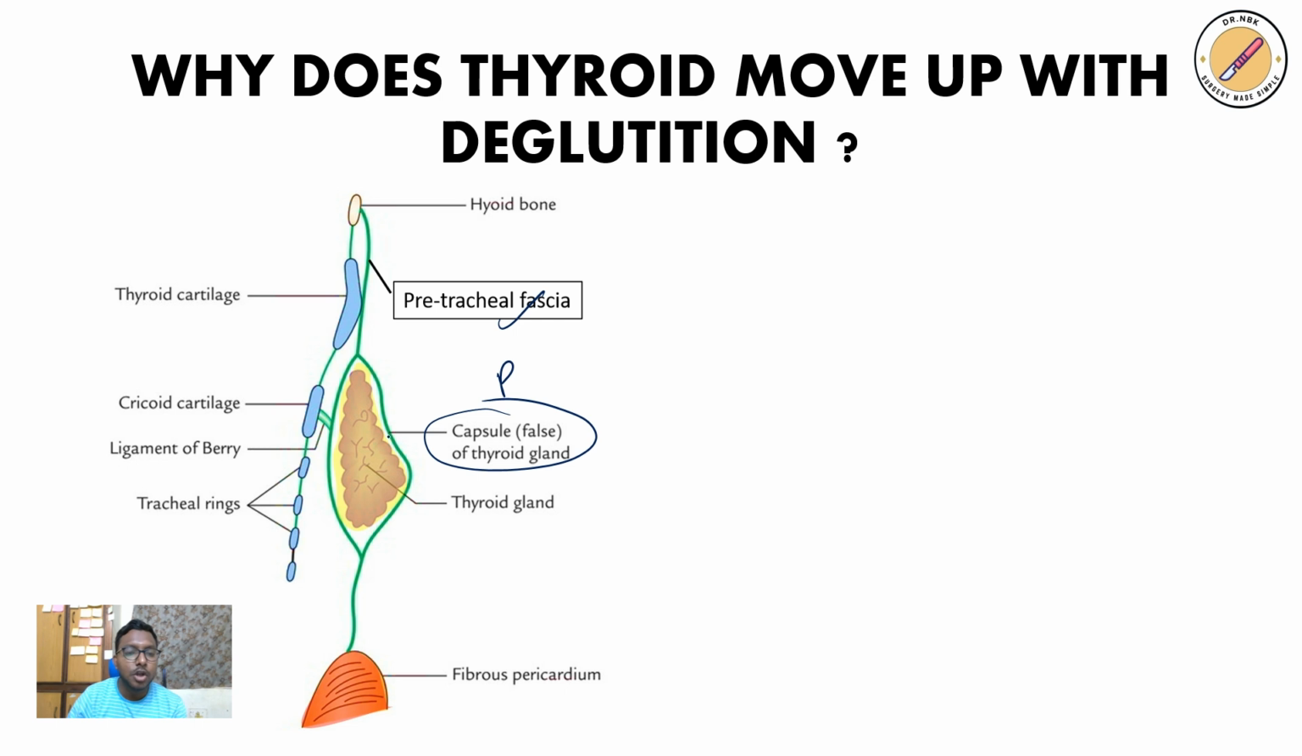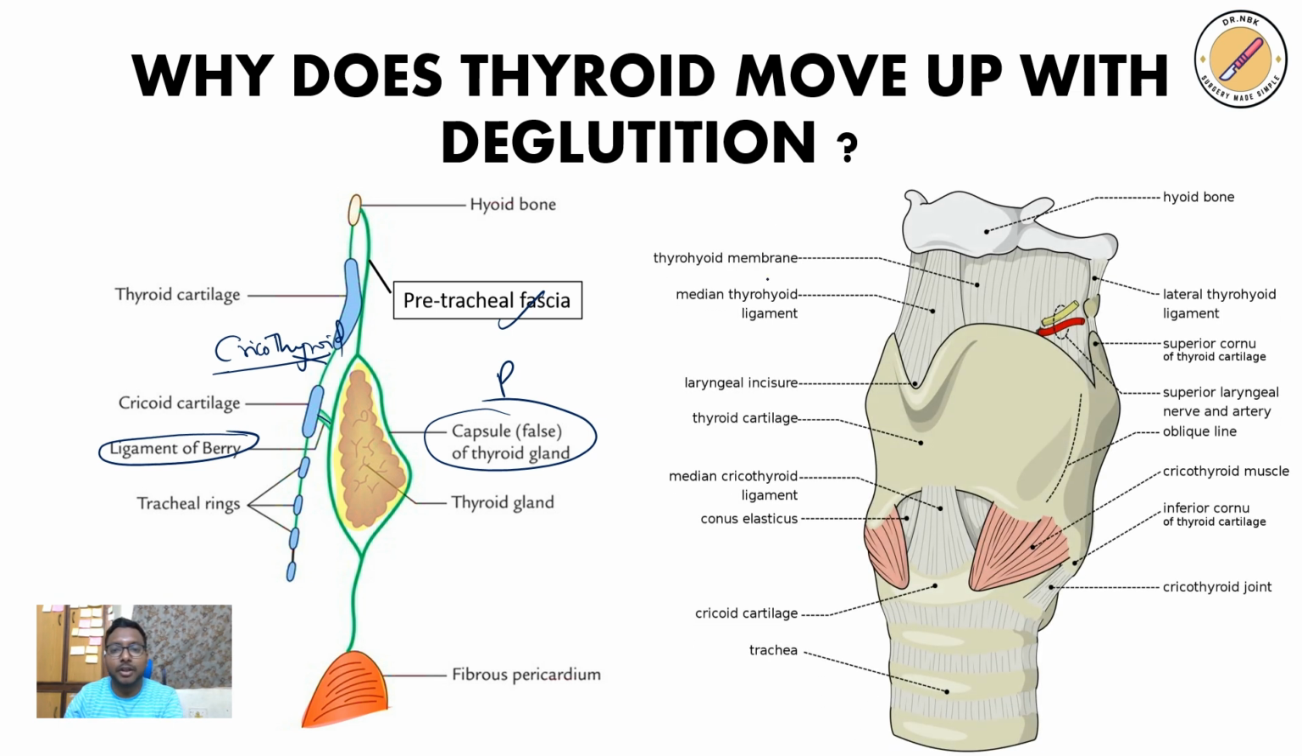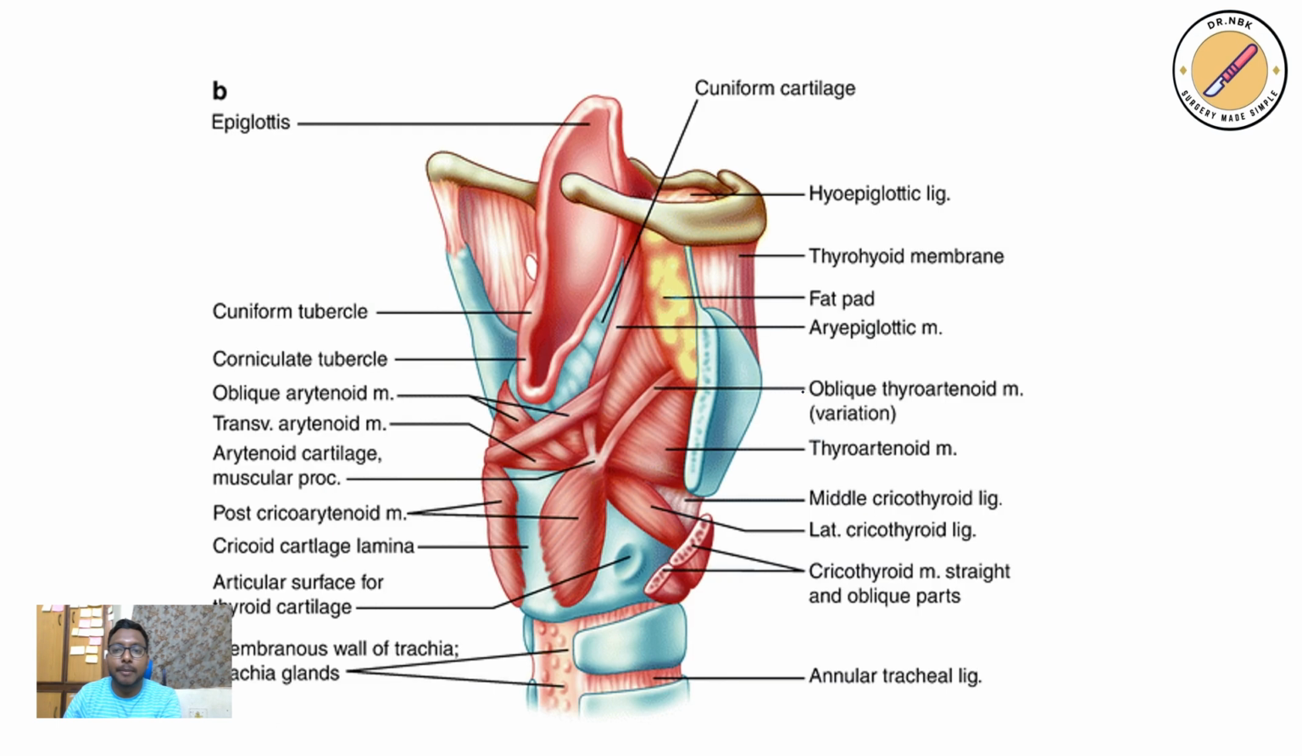This pretracheal fascia is condensed to form something called the ligament of Berry at the posteromedial aspect. This ligament of Berry is attached to the cricoid cartilage. Cricoid cartilage is in continuation with the thyroid cartilage with the help of the cricothyroid muscle. Next, in the upward aspect of the thyroid you have the thyrohyoid membrane. Now, what is the connection of the hyoid to the epiglottis? You can see here the hyoepiglottic ligament.